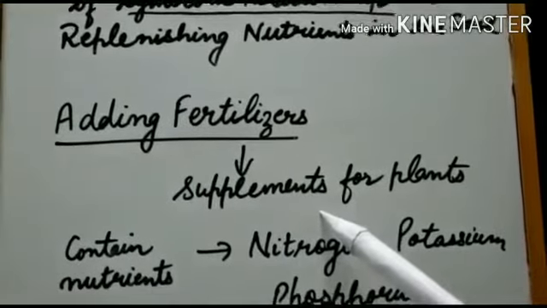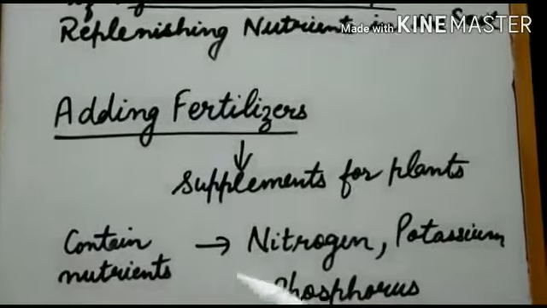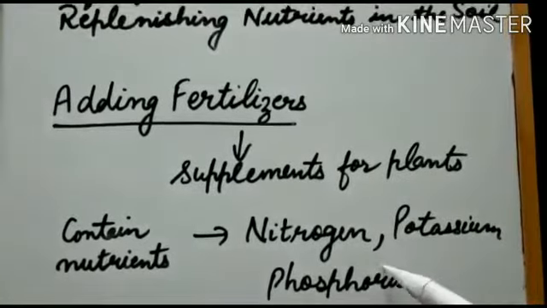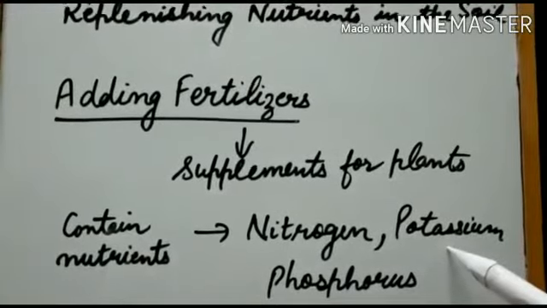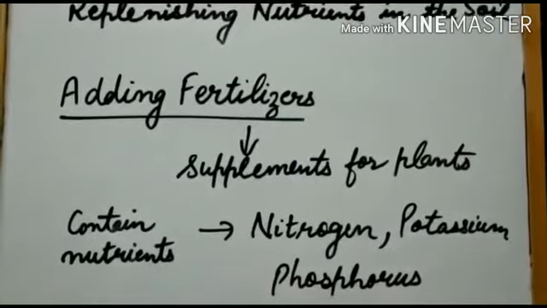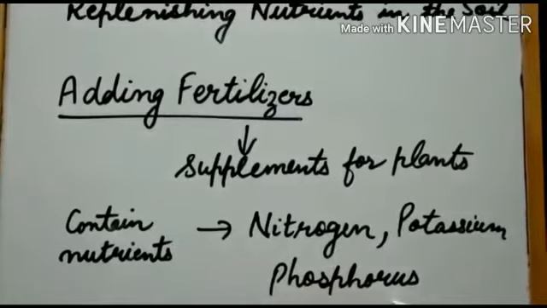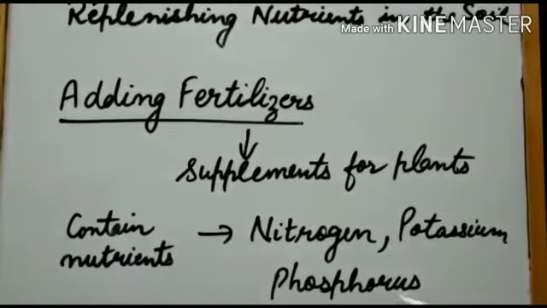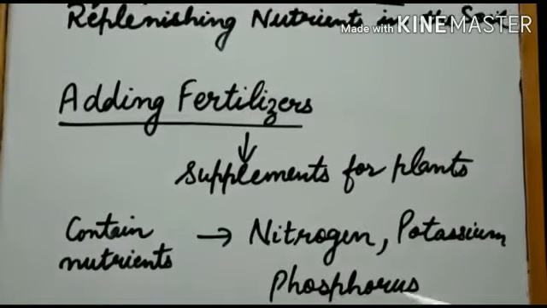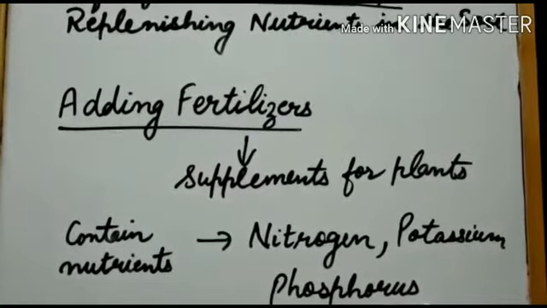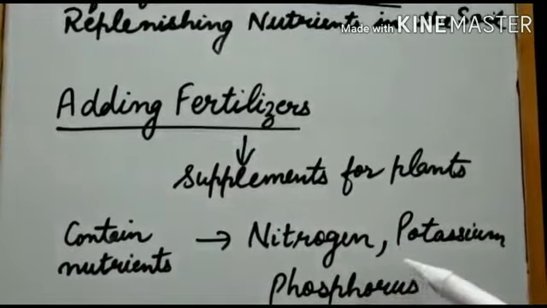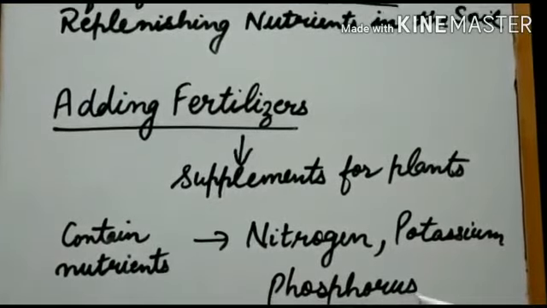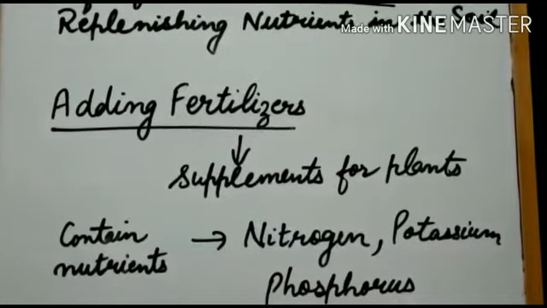They are water soluble and they contain nutrients like nitrogen, potassium, phosphorus. Nitrogen and potassium are very important for the growth of the plant, whereas phosphorus also plays an important role in the growth of the plants, even for the structural strength. It also improves the crop quality. So these nutrients from fertilizers dissolve in water and replenish the soil.